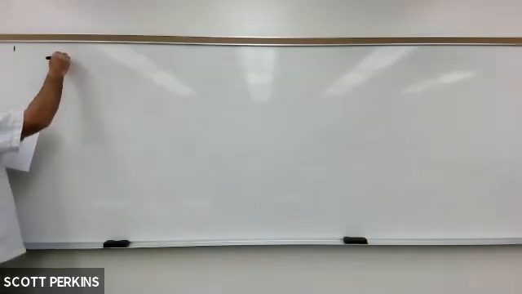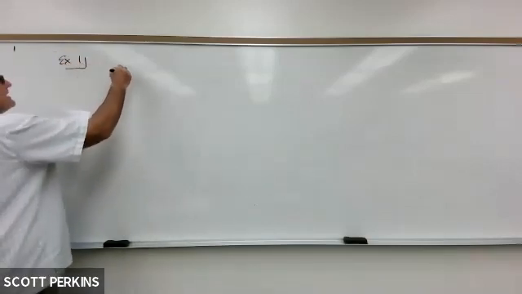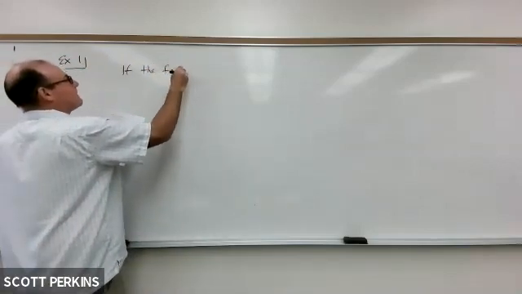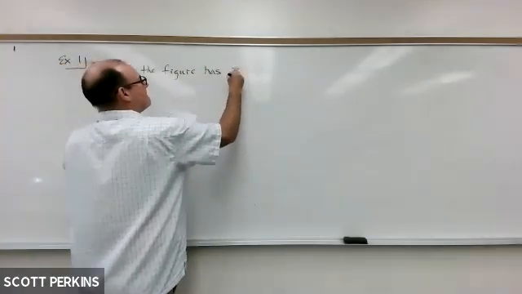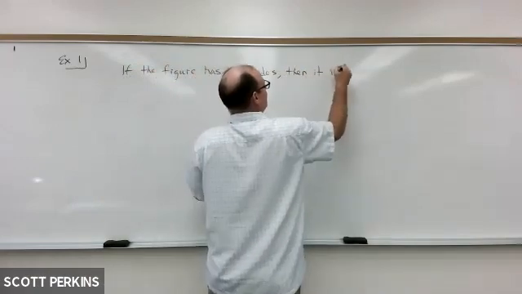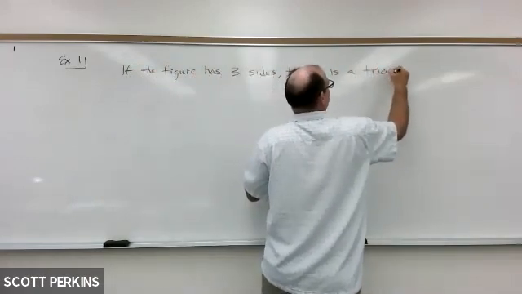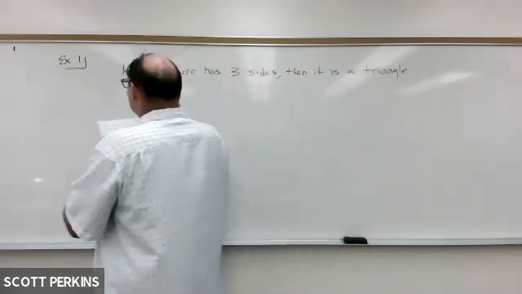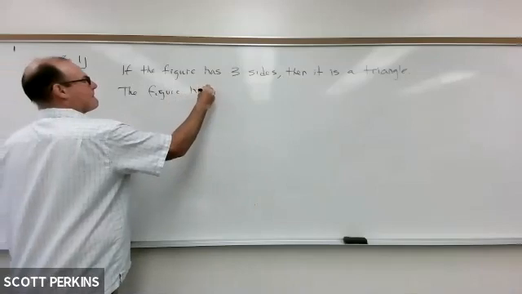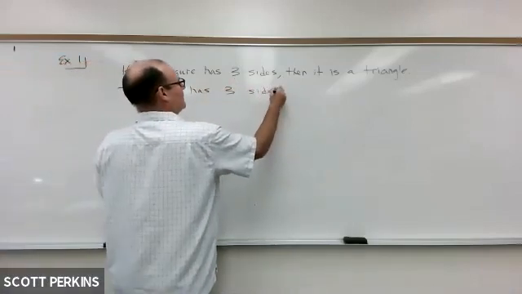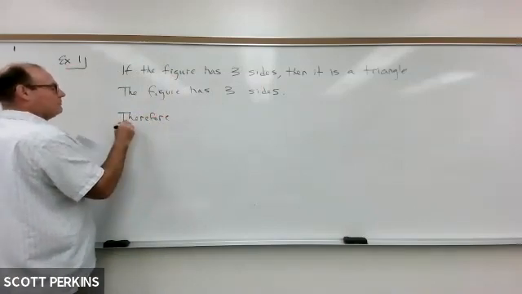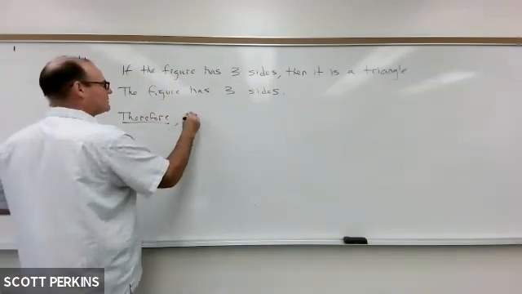So this is the first example, and it says this: if the figure has 3 sides, then it is a triangle. You do not need to rewrite this. I just want to make mention of a few things here. The figure has 3 sides. Therefore, I'm going to underline that. That is the key word here. It is a triangle.